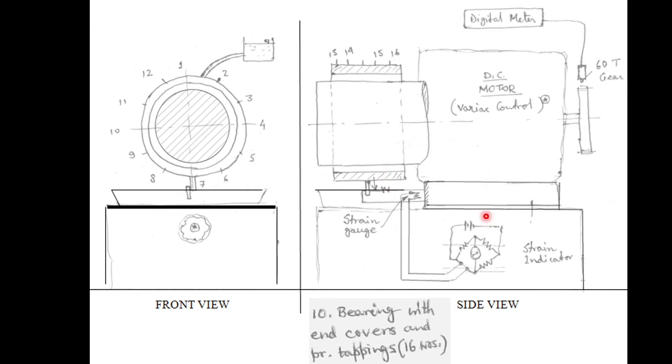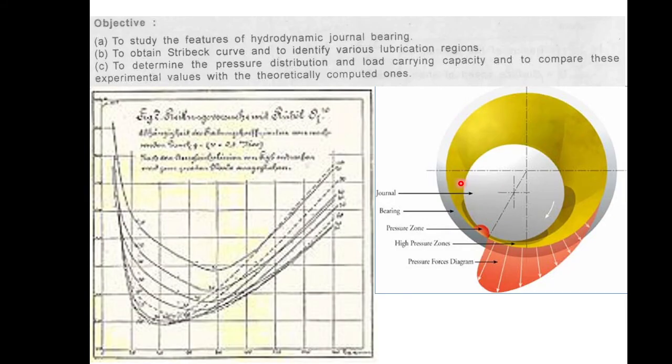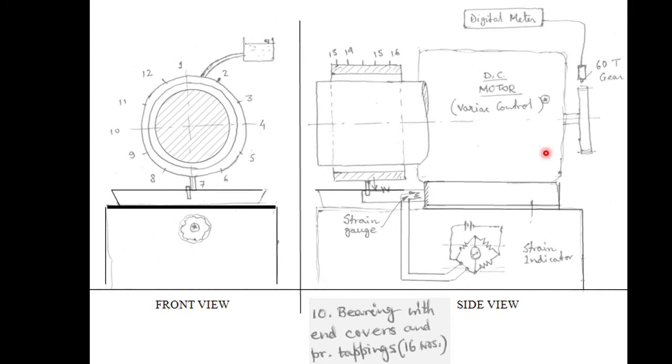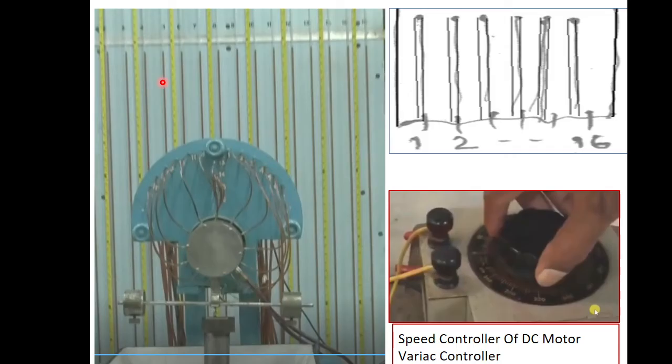The other part is to obtain the pressure plot, or the diagram indicating the pressure distribution around the journal. For that we use these tapping points. We take readings in these manometer tubes. This is in static condition, all the levels are uniform here. But when this runs, some will go up, some will go down. This is what will happen.